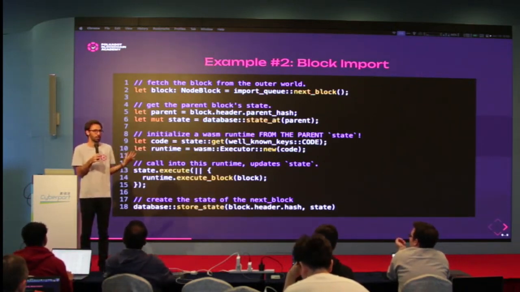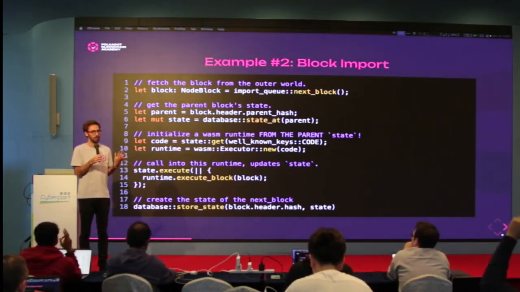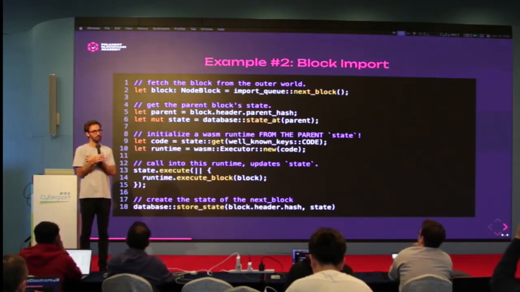Well, it's not a blockchain. Well, it is a blockchain. It's a fork in a blockchain. It's different opinions. Okay.